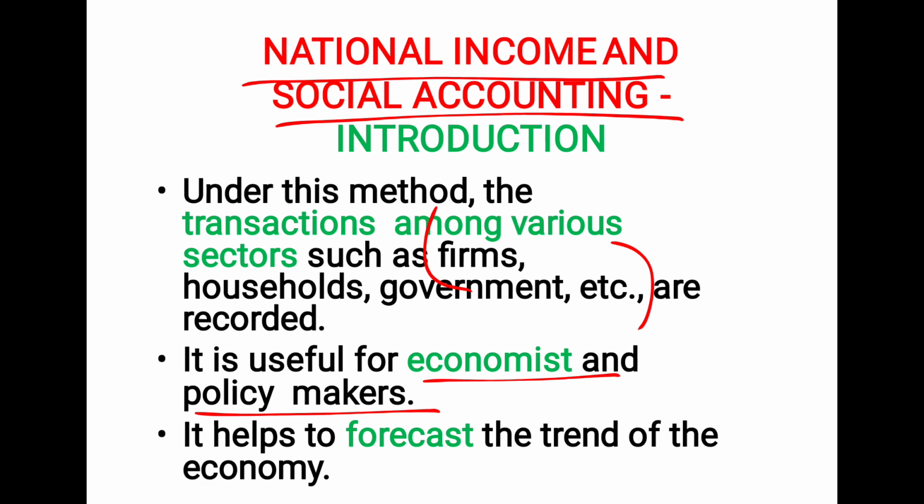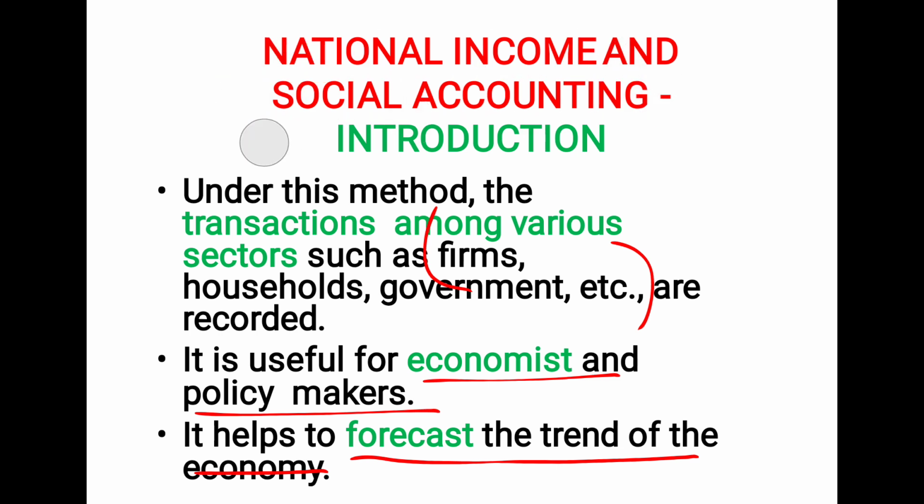Next one is, it helps to forecast the trends of the economy. Forecast. We can know what is going to be the future with the help of the national income. That is, what are the policies that can be framed, what are the projects that can be brought into our country. All this is being decided according to the national income. So national income and social accounting goes hand in hand.